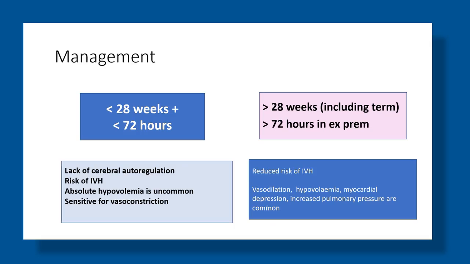When you take the other category of babies who are stronger babies, including the term babies, they have a reduction in the risk of intraventricular hemorrhage. That's why we are a little bit relaxed about these babies. And they can develop hypotension due to a variety of causes, including hypovolemia, poor contractility, PPHN, vasodilation, and so on. So there are these two categories you have to make sure that you remember. Next slide, please.